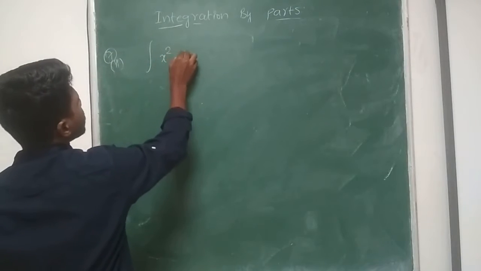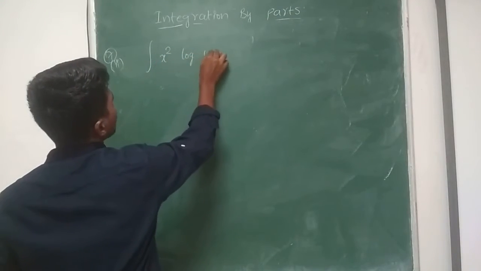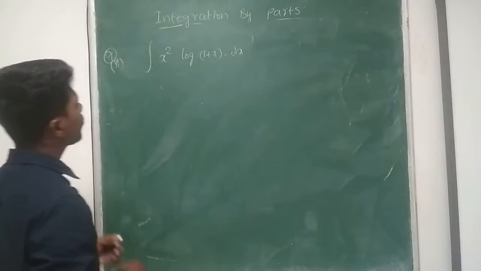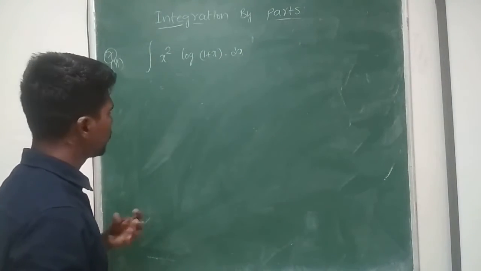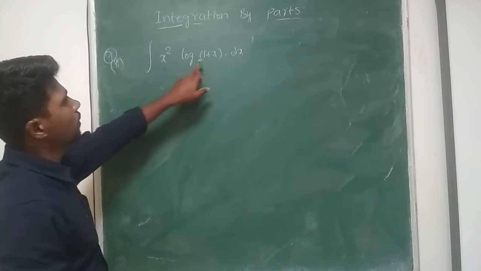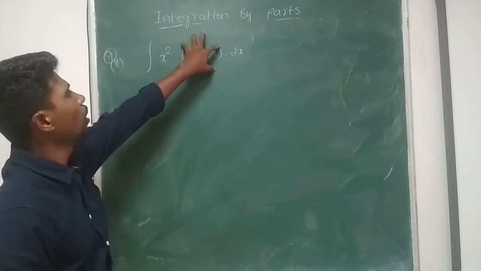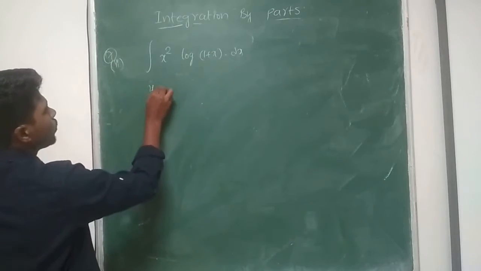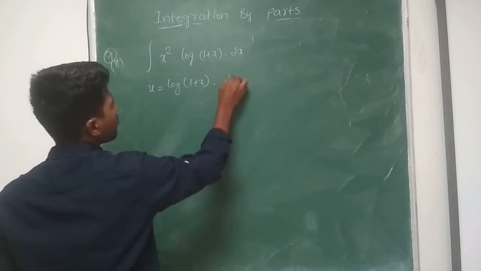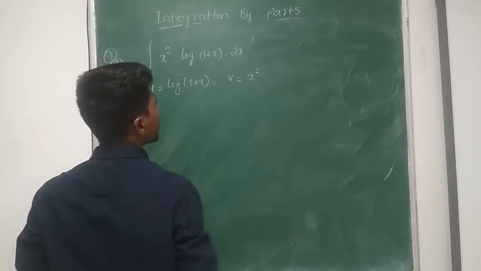Integral x square log 1 plus x dx. So if I have a function like this, again I have to decide which is u and which is v. x square is an algebraic function, and there is a logarithmic function. So log acts as u. u is equal to log 1 plus x, v is equal to x square.